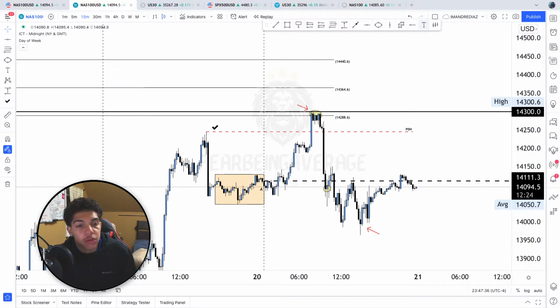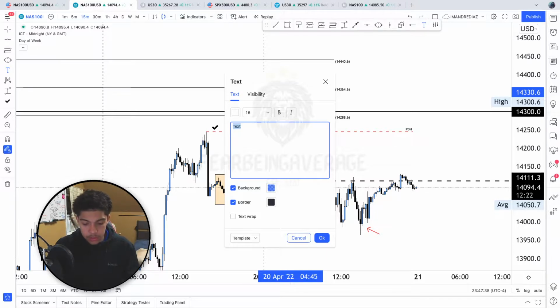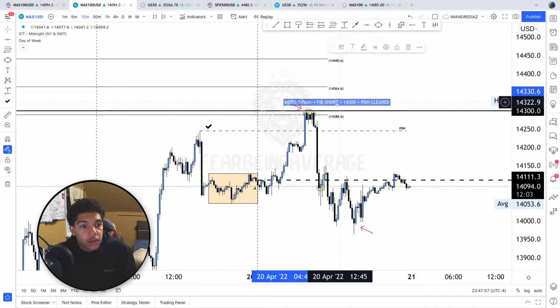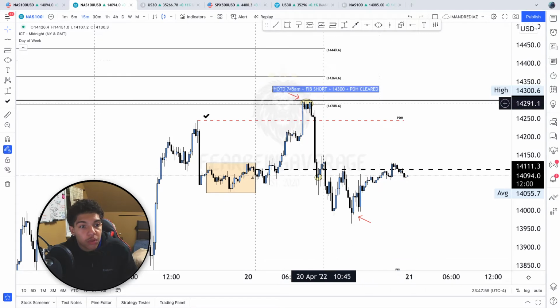So we're going to start to annotate this now. We have the high of the day at 7:45 a.m. Plus you have the fib short. You also have the 14,300 big figure level rejection after the previous high being cleared. So this is all the annotations. This is all the little confirmations we had for why price was going to have this drop.